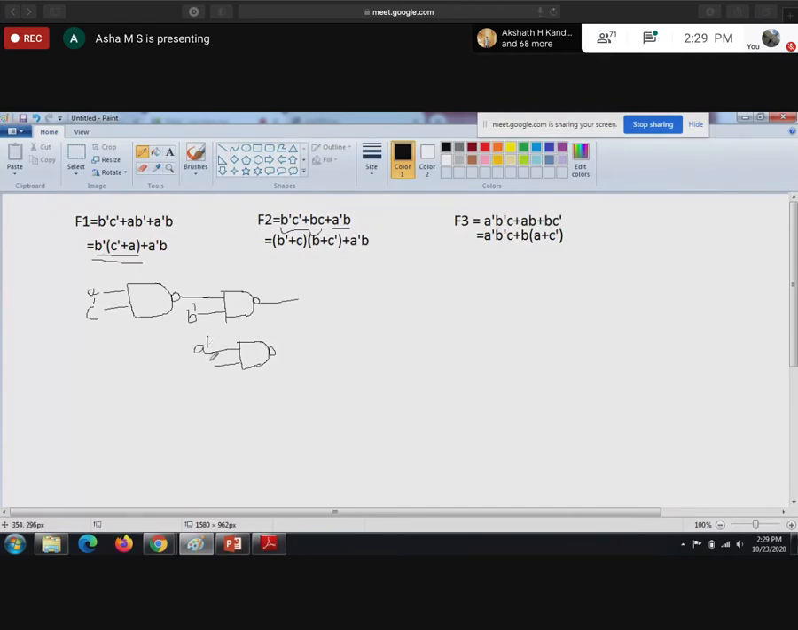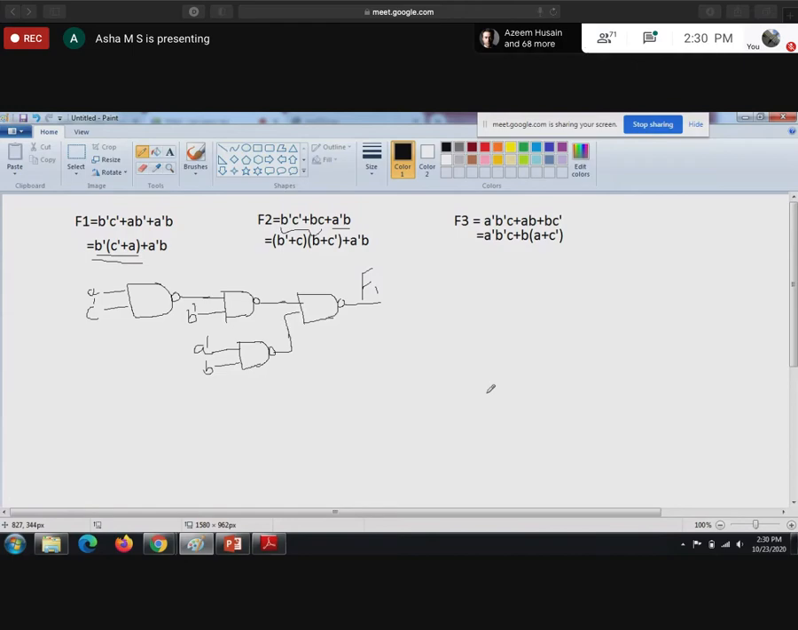So A bar B, then these two. So this term into this. That is going to give the F1. So this gives F1. This gives function F1. Let's use the uppercase one. So this gives F1. Similarly, we need to write F2.